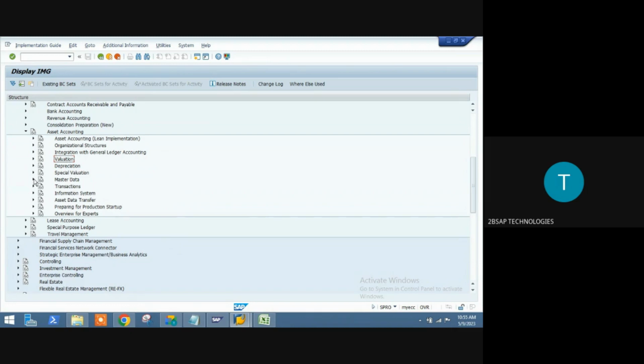Next point. The main organizational unit at asset accounting is chart of depreciation. Okay. So without chart of depreciation, there is no asset accounting. Simple. Okay. Next point. Chart of depreciation is country specific.